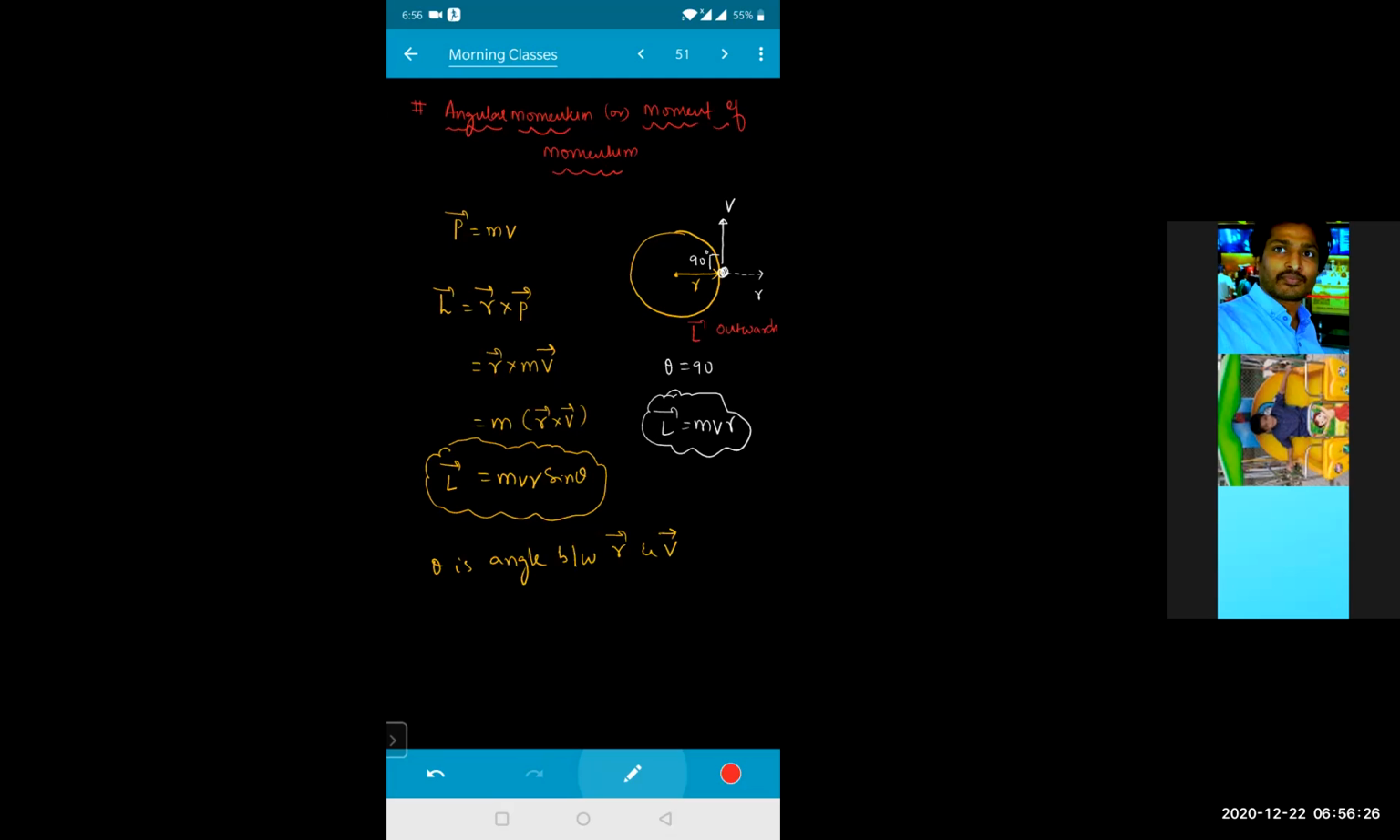Thumb in the direction of outwards. Upwards? If your laptop or system is on the table, it will be upward. If it is vertical to you, it will be outward. So that means angular momentum is outward. If the velocity of the particle is in the downward direction, the angular momentum will be inwards. Take the fingers inwards. I hope you got an idea.